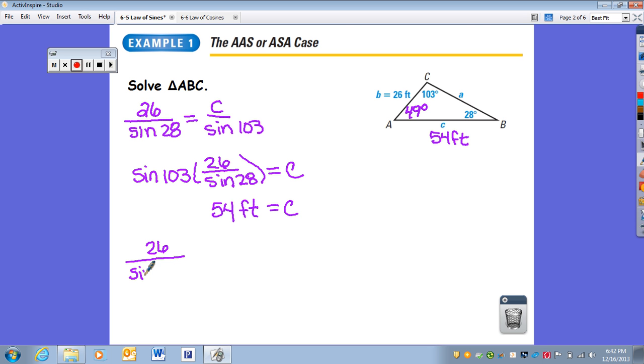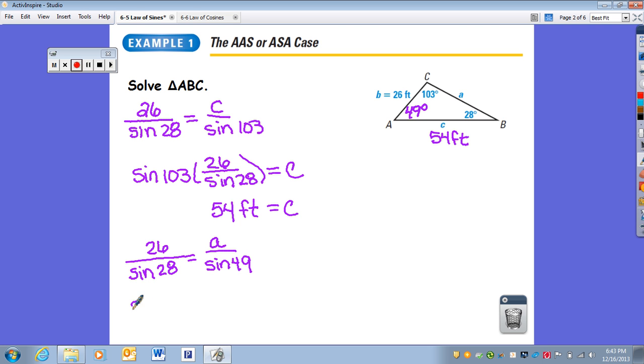So using the law of sines, we can set up our ratio: the length of B, 26, over the sine of B, the sine of 28 degrees. And then we want to find what side A is, so we'll put A over the sine of 49 degrees, and that's what we calculated.